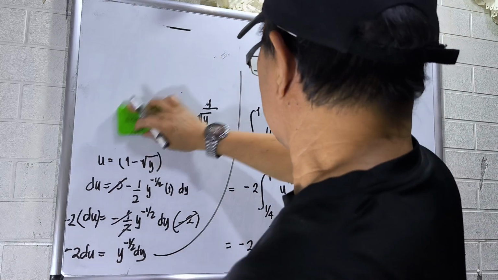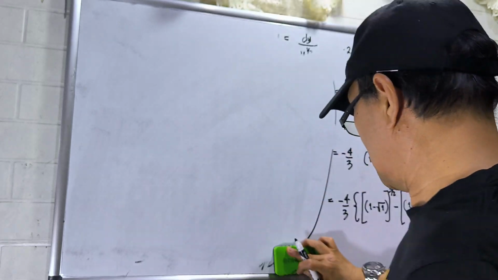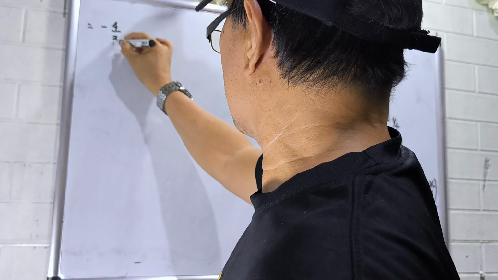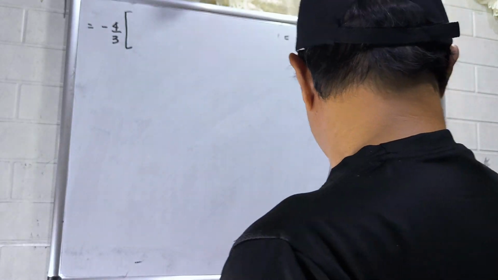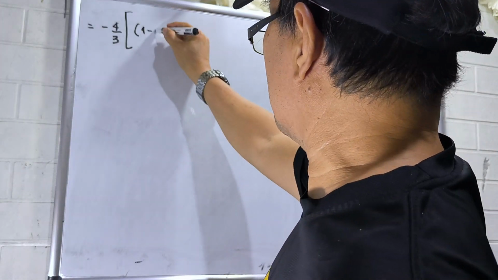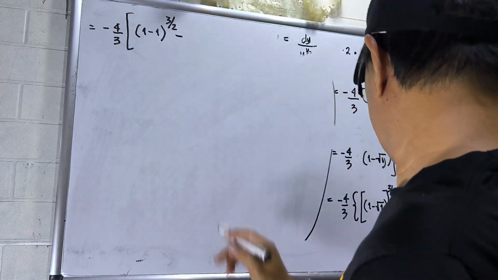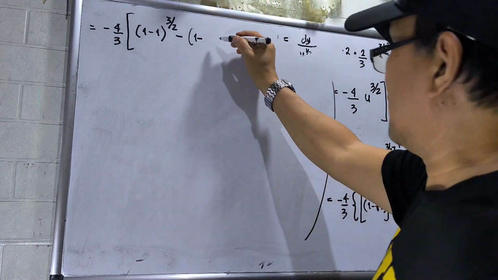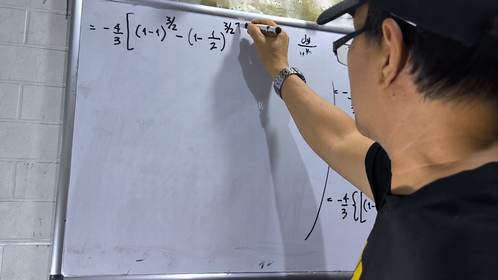Allow me to erase this for more space. So I have negative 4 over 3, then I will use square brackets. 1 minus square root of 1 is 1, then raised to the 3 halves power. And then minus 1 minus square root of 1 over 4, where the square root of 4 is 2, raised to the 3 halves power. Okay?